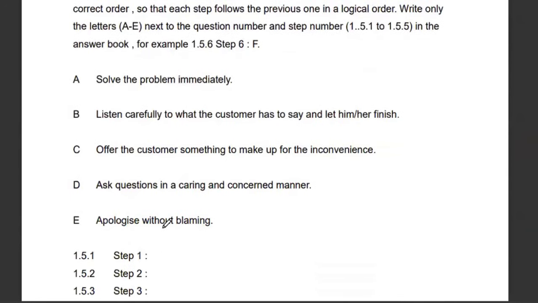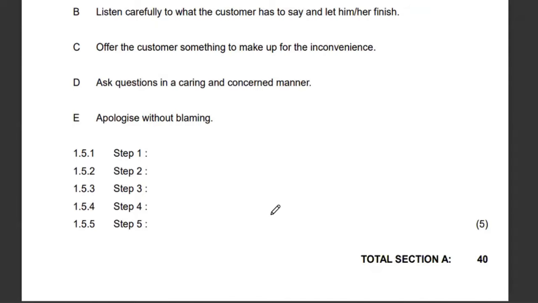So the question reads, rearrange the steps A to E for dealing with verbal customer complaints below in the correct order so that each step follows the previous one in a logical order. Write only the letters A to E next to the question number and step number in the answer book. For example, step 6F. So the first one, solve the problem immediately. Listen carefully to what the customer has to say. Ask our customers in a caring or concerned manner, apologize without blaming. So I'm going to take you through the steps.